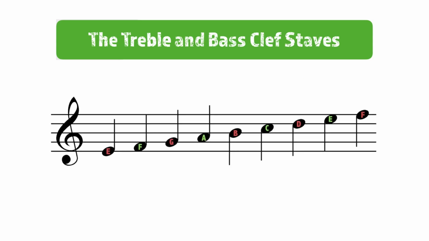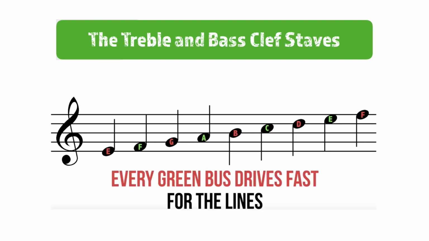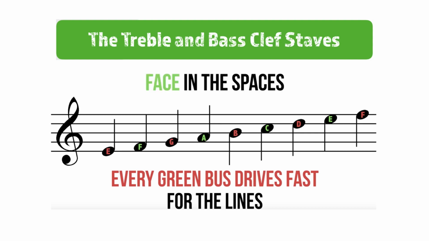The notes on the lines are E, G, B, D and F. A way of remembering this is the rhyme, "Every green bus drives fast." In the spaces we have F, A, C and E. This spells the word face.